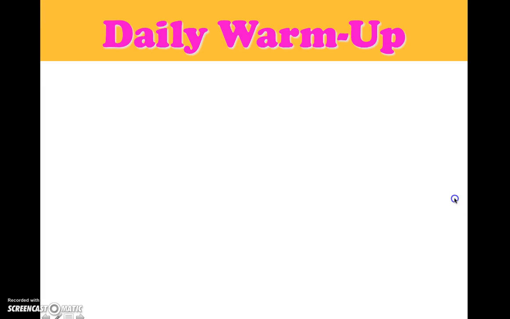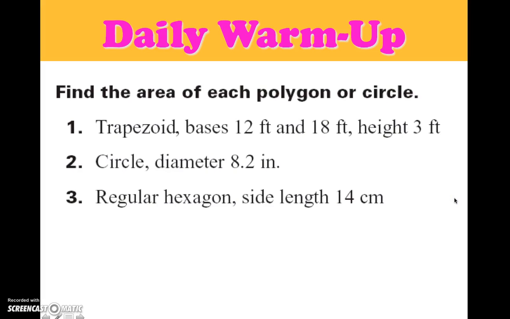Here is your daily warm-up. Find the area of each polygon or circle. One, trapezoid, base is 12 feet and 18 feet, and the height is 3 feet. Two, a circle with a diameter of 8.2 inches. Three, a regular hexagon with a side length 4 centimeters.